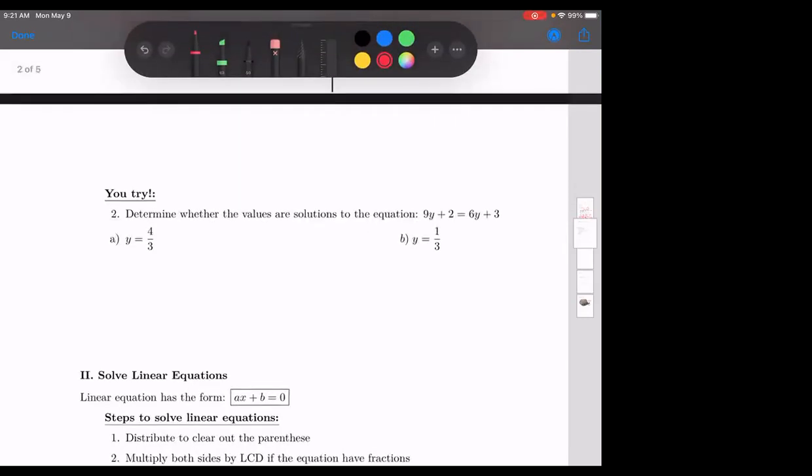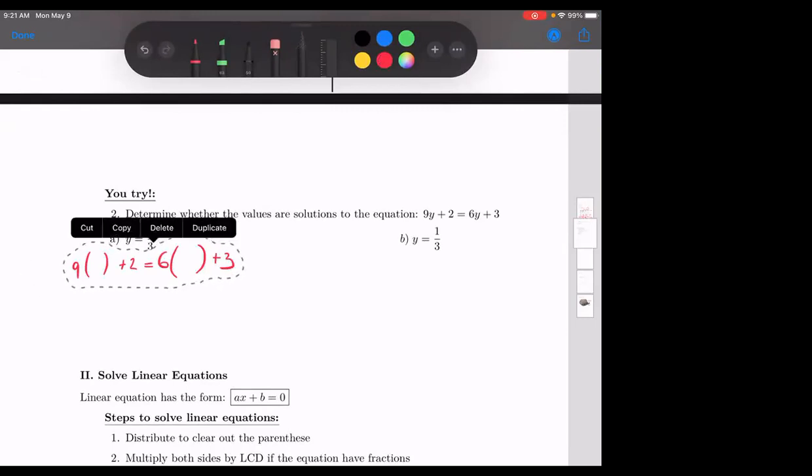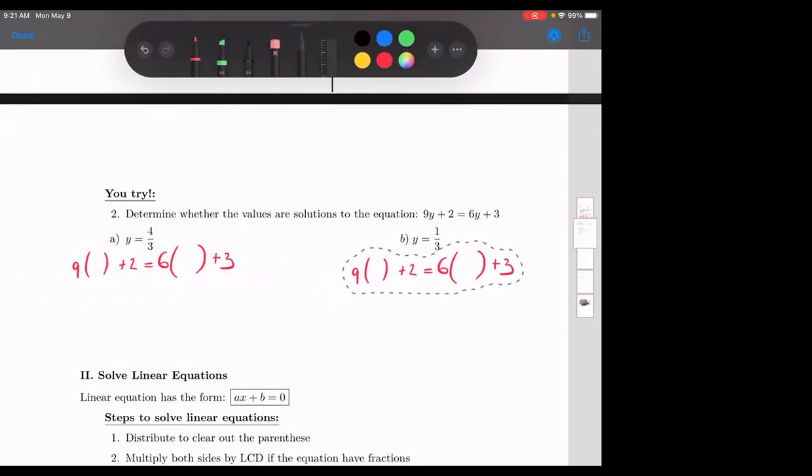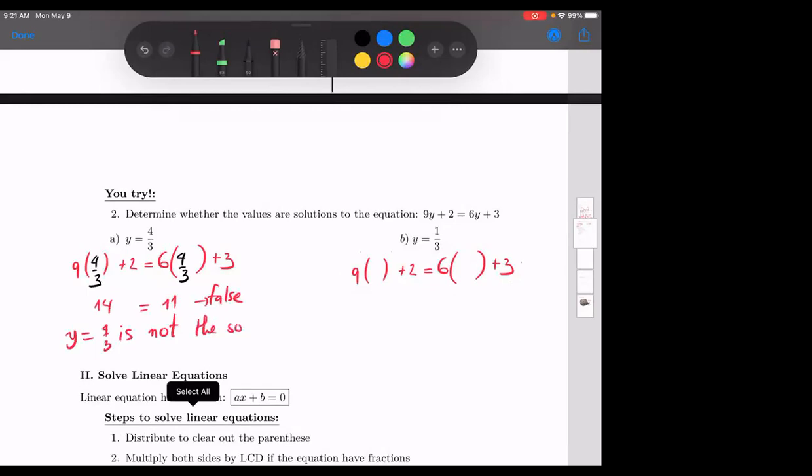So you plug it in, right? 9 times something plus 2 equals 6 times something plus 3. You know what I'm gonna do? I'm gonna copy this. Let's rewrite it again. And then 4/3. Now 9 divided by 3 is 3. 3 times 4 is 12. 12 plus 2 is 14. 6 divided by 3 is 2. 2 times 4 is 8. 8 plus 3 is 11. So false. That means y equal 4/3 is not the solution.